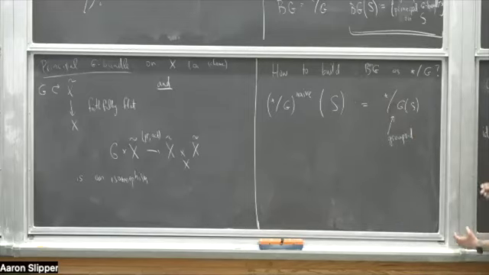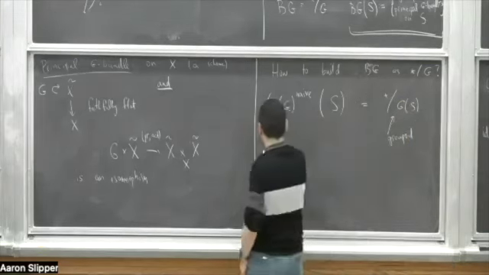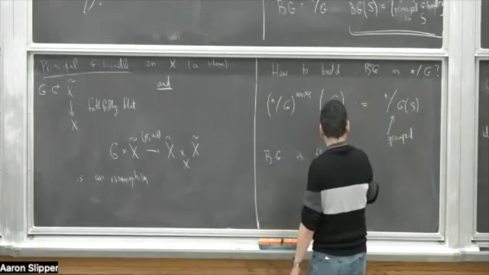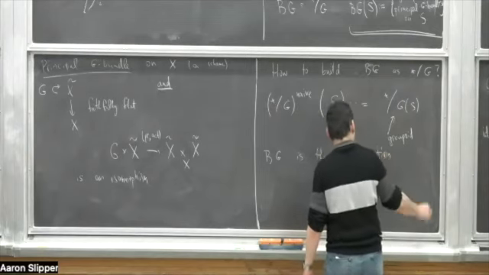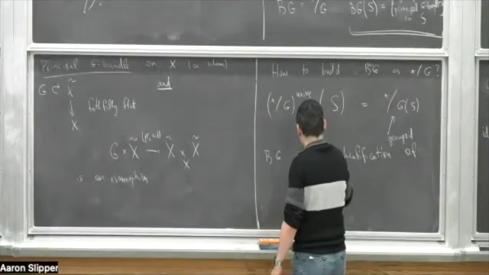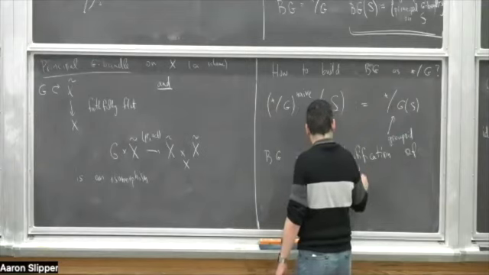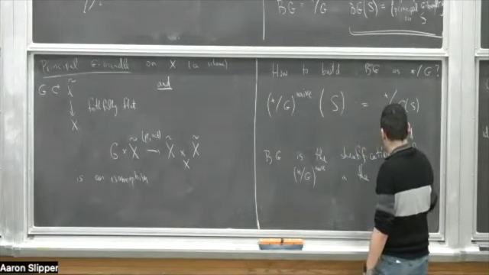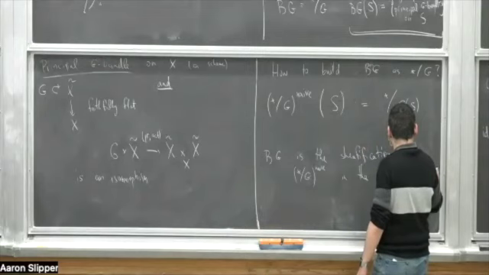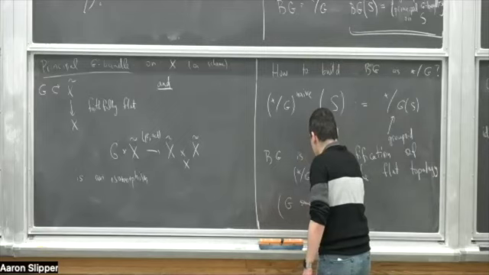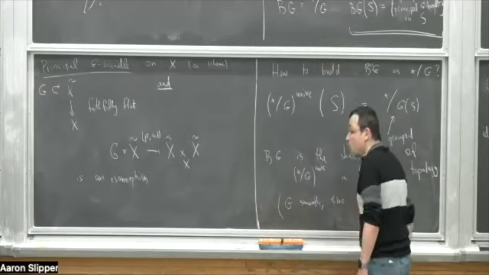But then BG is the sheafification of this point mod G naive in the flat topology. And if G is smooth, then it's enough to sheafify in the entire topology.